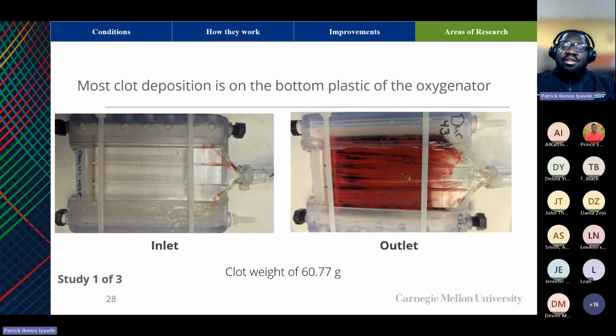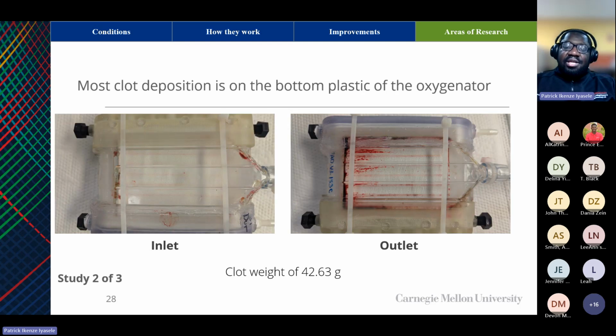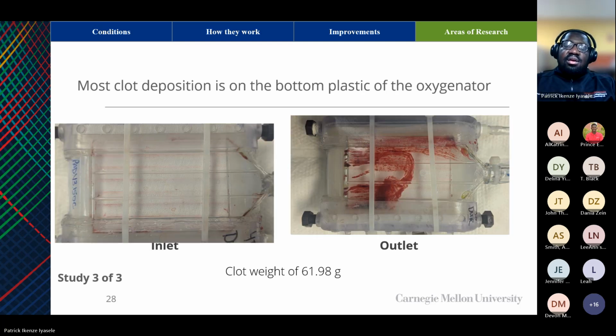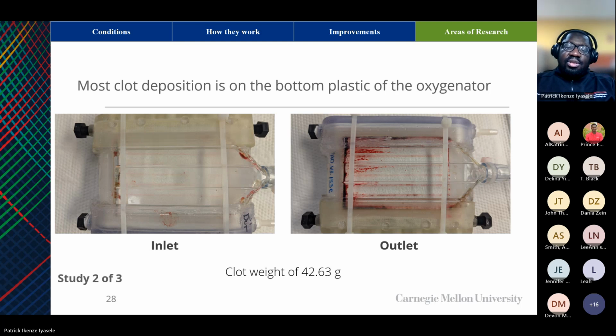So these are representative images of the pulmonary assist system oxygenator after the completion of the studies. The left image is the inlet of the oxygenator. Blood flows from the right of the image into the oxygenator and then goes into the screen. Then blood comes out of the outlet, from the image on the right, comes out to the screen towards you, and then goes to the right and returns oxygenated blood back to the sheep.